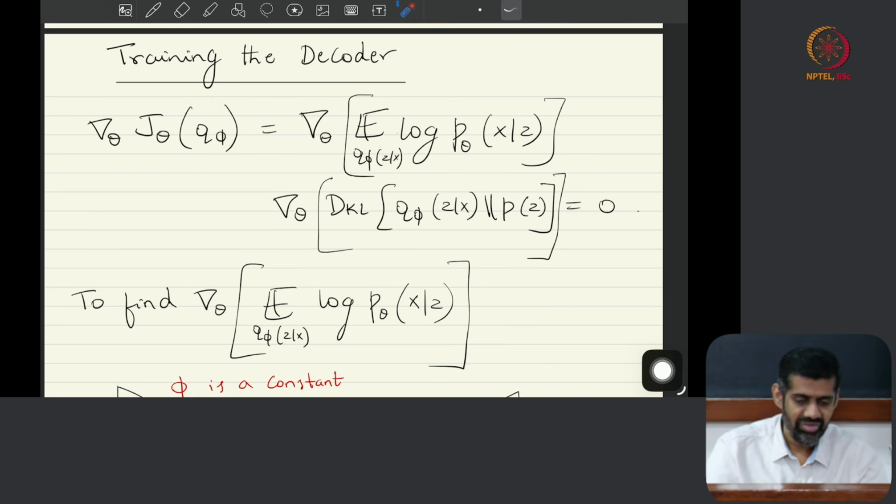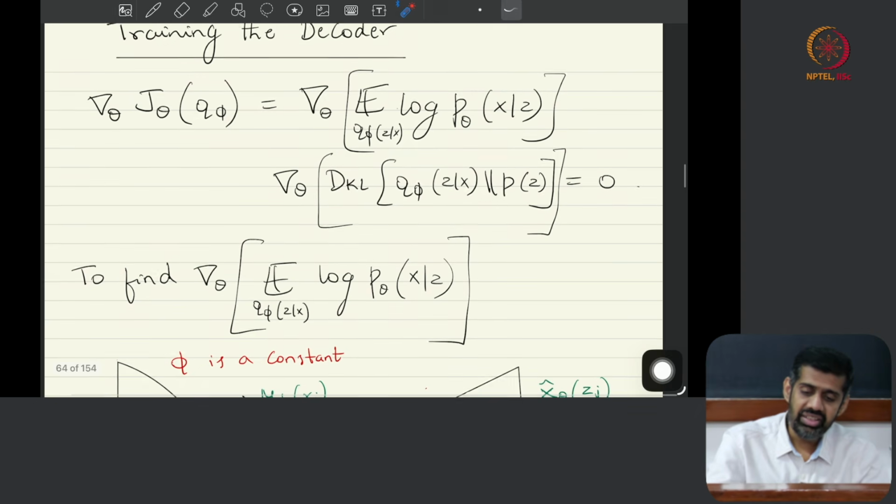Okay, so once we are done with training the encoder, we'll now have to train the decoder, because the latent variable model has optimization with respect to both phi and theta. We'll have to optimize with respect to theta. How do we do that? The second KL term is independent of theta, and it will just go away, because it has no dependence on the decoder parameters. It will simply go to 0.